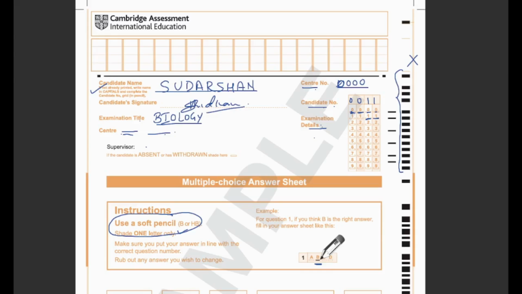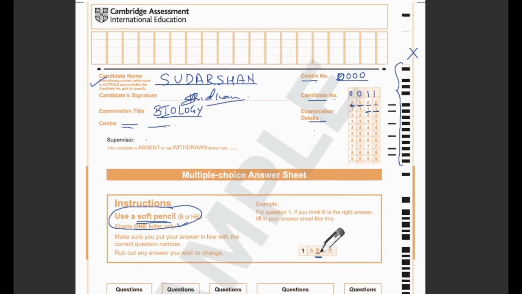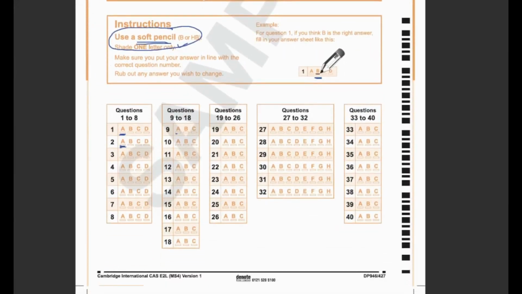But on this OMR sheet, use only pencil. Your name will be printed. You just need to sign here with a pen. Everything else you are going to do with the pencil. Questions 1 to 8, 9 to 18, 19 to 26, 27 to 32 and 33 to 40. All you need to do is bubble the correct choice.